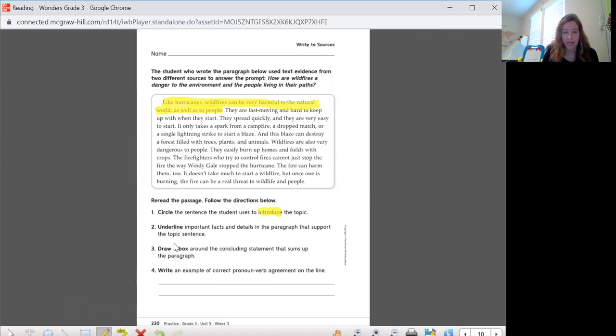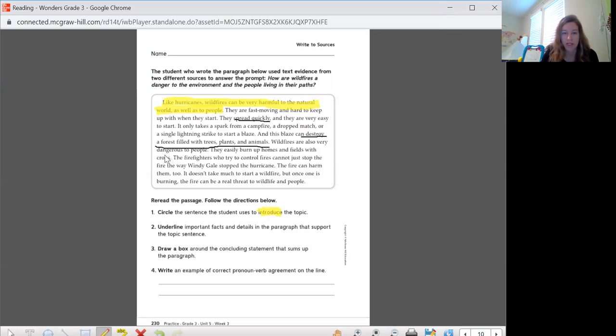Next, it says, underline important facts and details in the paragraph that support the topic sentence. So I'm going to look for ways that the author showed how fires are harmful. They are fast moving and hard to keep up with. They spread quickly. Yep. They are very easy to start. It only takes a spark from a campfire, dropped match, or a single lightning strike to start a blaze. This blaze can, oh, here we go, destroy a forest filled with trees, plants, and animals. That shows that they are harmful.